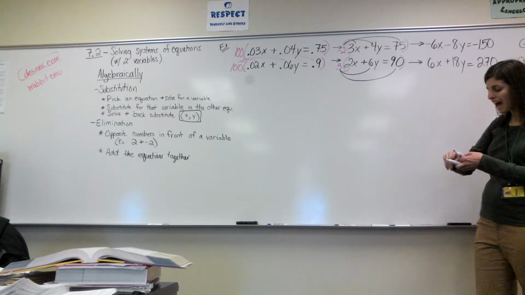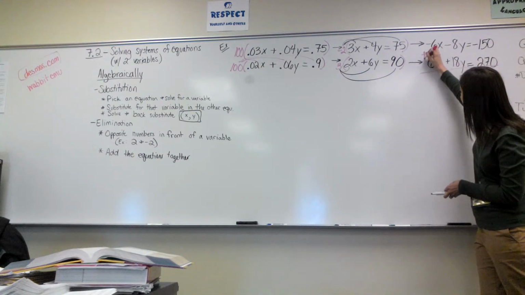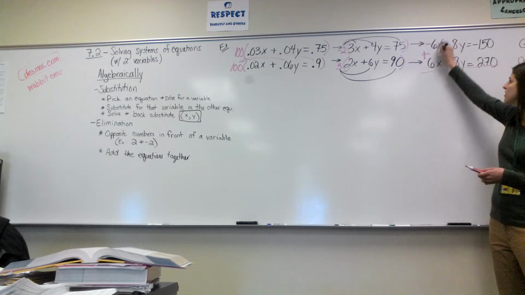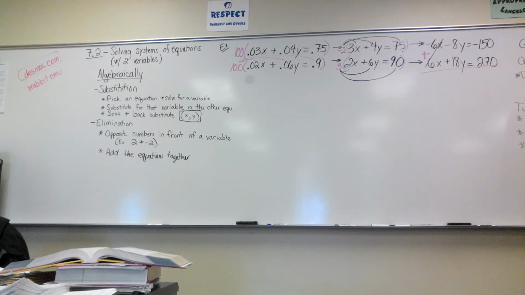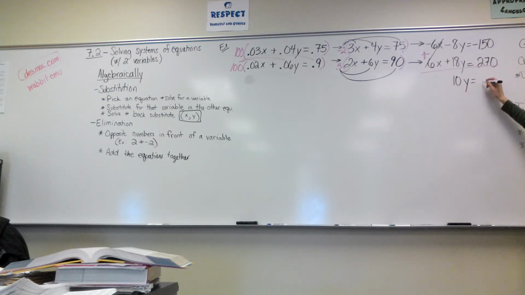Now I'm ready to add my equations together, because I have opposite numbers in front of x. So -6x and +6x cancel out. 0x. If you don't get 0x or 0y, then you haven't finished the elimination process. You need one equation with one variable. Negative 8y and positive 18y gives me 10y. And that equals, no, this is negative 150, so 120. So if I divide both sides by 10, y will equal 12.